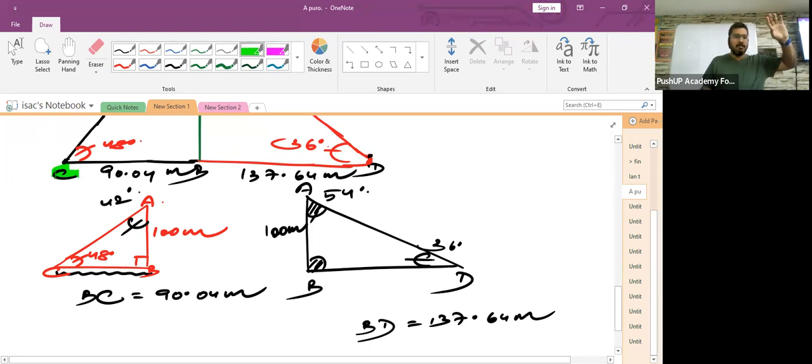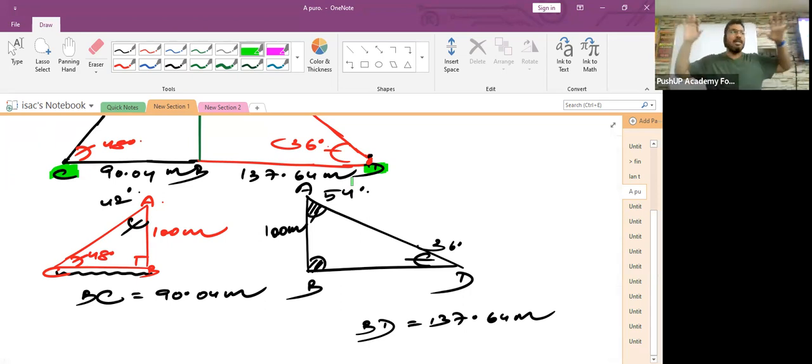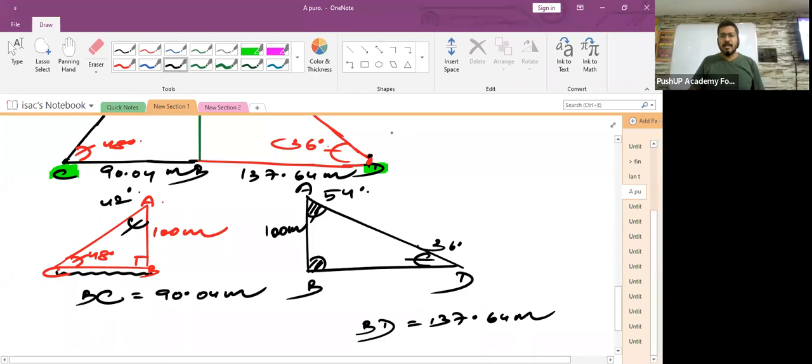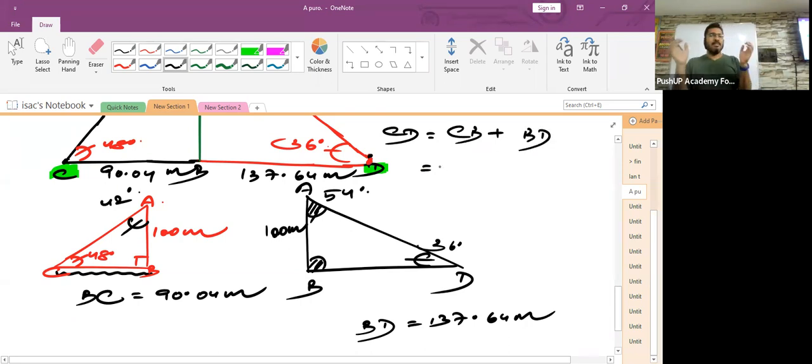They are asking you to find the distance between the two ships. Where is the first ship? Over here. Where is the second ship? Over here. That means you have to get the value of CD. How will you find CD, children? Use your common sense and tell me. CD will be the sum of CB and BD, right? So just find the sum of these two values.